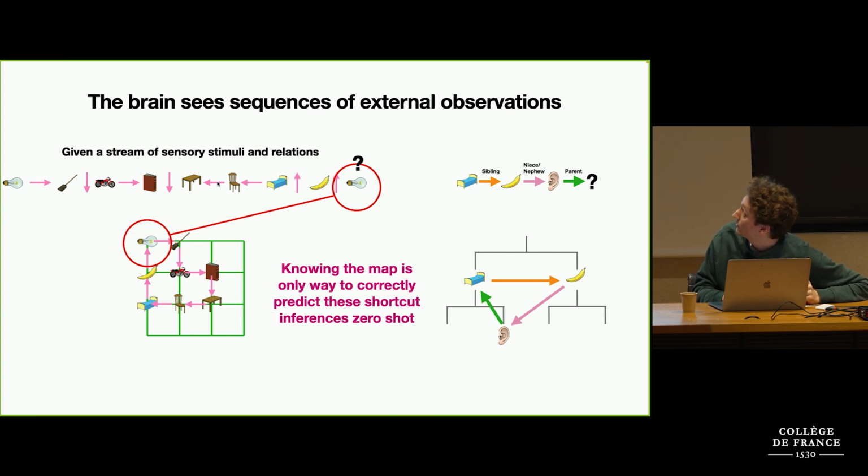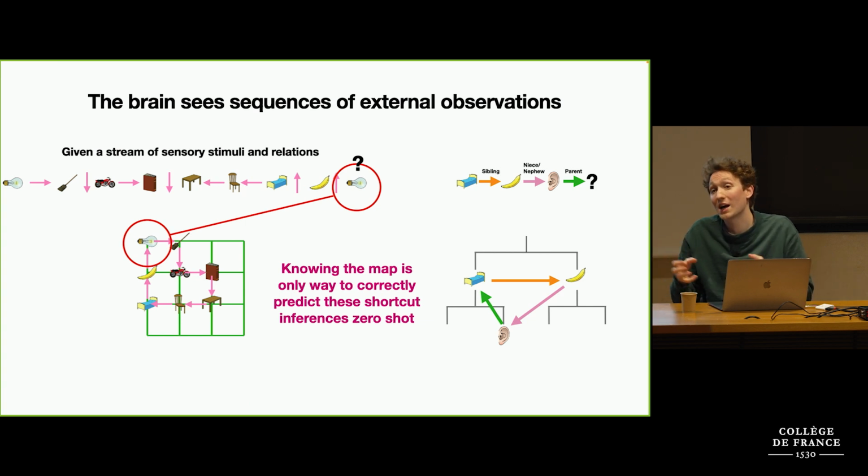So the point that I'm trying to get across here is that if I give you sequences and I ask you to always predict what comes next, you will have to build these maps. You don't have an option. If you want to perform well, you will have to build the map.